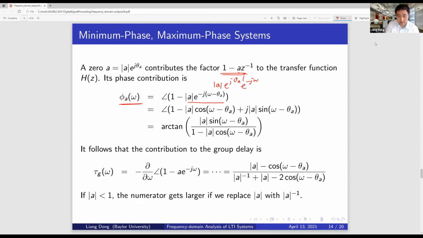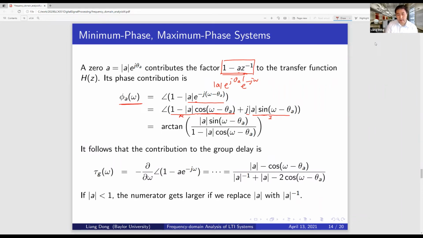And then the exponential, we're using Euler's identity, break that into two parts. We have a cosine(omega minus theta A) plus j sine(omega minus theta A). So we have those two parts. And this combined with 1, so we have a real part here, and here I have an imaginary part. Then the phase of that we can express as an arctangent, so arctangent of the imaginary part over the real part, right? So that's the phase contribution of this factor in my filter. Now this factor is attributed to the zero at A.